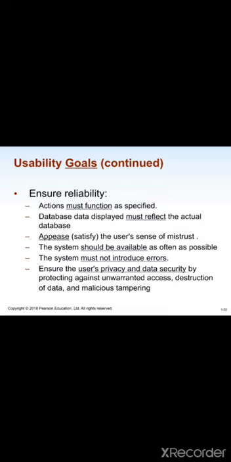The system should be available as often as possible, or should be available when the user needs it. So it also ensures the user's privacy and data security here by protecting against unwarranted access, unauthorized access, destruction or unauthorized modification of data and malicious tampering. So these six things should be taken carefully into consideration to ensure the reliability of the software or hardware or any product.